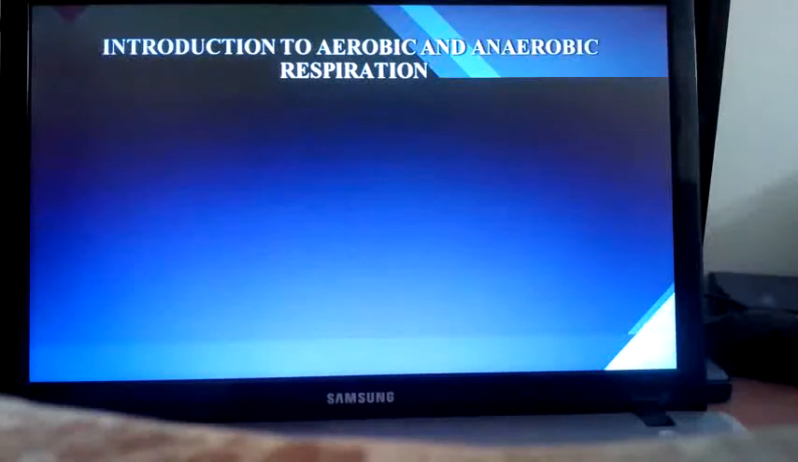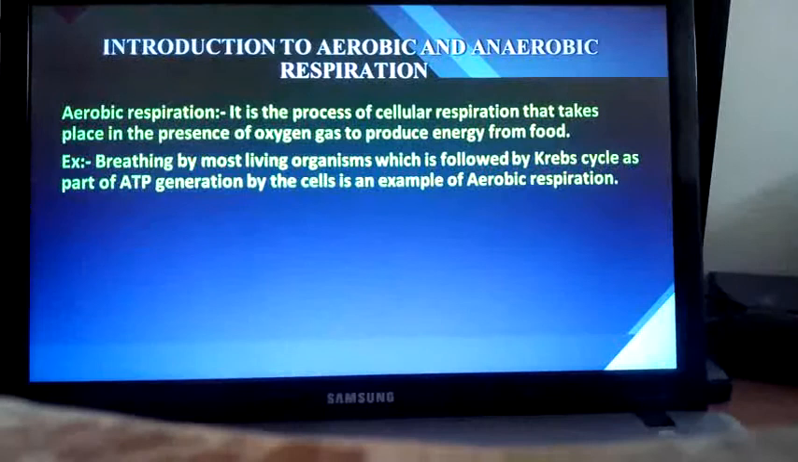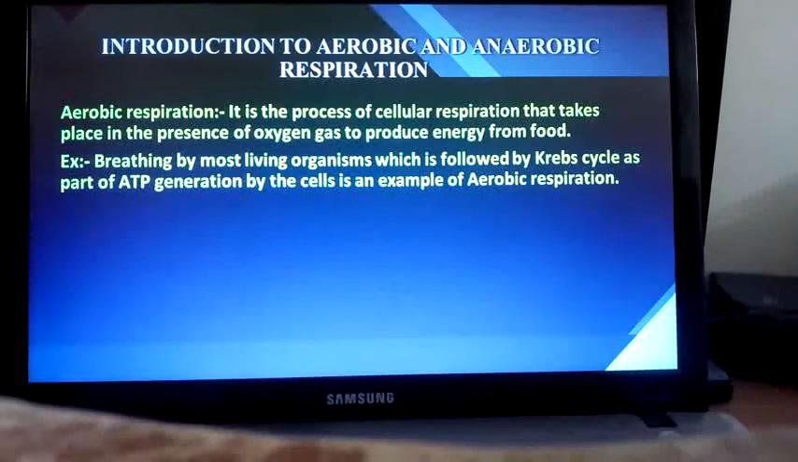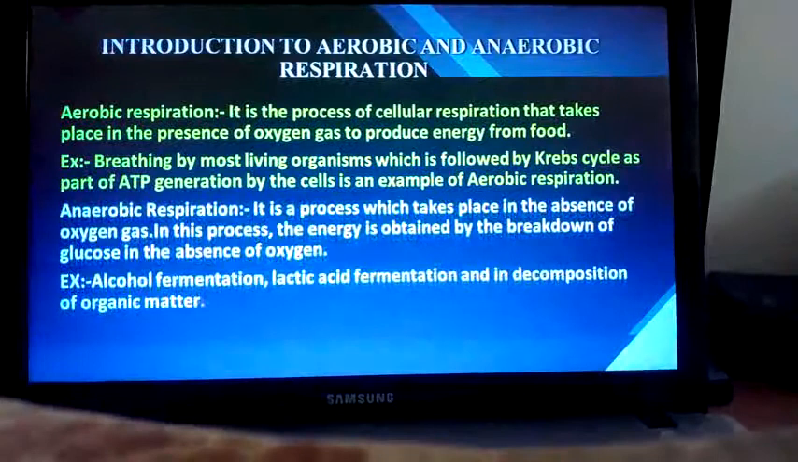In animals there is normally aerobic respiration, children, and in some of the small organisms it is anaerobic respiration. Aerobic respiration is a process of cellular respiration that takes place in the presence of oxygen gas to produce energy from food. Breathing by most living organisms, which is followed by the Krebs cycle as a part of ATP generation by the cells, is an example of aerobic respiration.